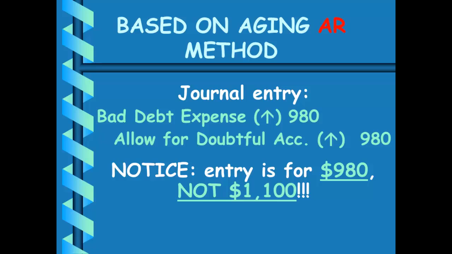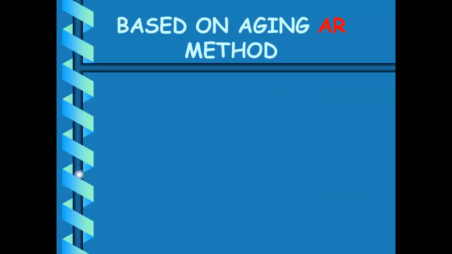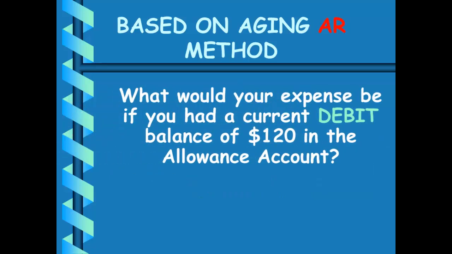$1,100. That's what we were trying to get it up to. So I had to think about what's already in the allowance for doubtful accounts. Let's do one more example. Everything the same except the beginning balance in the allowance for doubtful accounts was a $120 debit. I'll have to wait till next class to tell you how that could happen, but a $120 debit. Again, you want to end up with $1,100 credit.